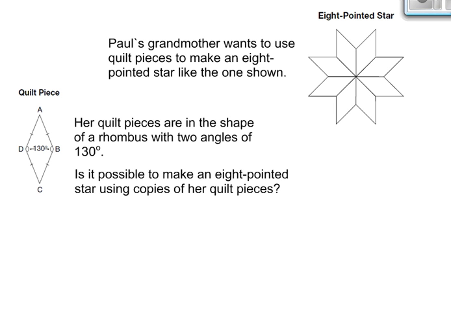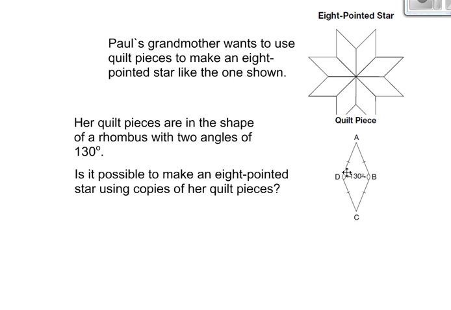That would be gross. Paul's grandmother wants to use quilt pieces to make an 8-pointed star like the one shown. So here's a lovely 8-pointed star. Now, her quilt pieces are in the shape of a rhombus with 2 angles of 130 degrees. Is it possible to make an 8-pointed star using copies of her quilt pieces? So in other words, could I take this, copy it, so I have 8 pieces, and then sew it together to form this?